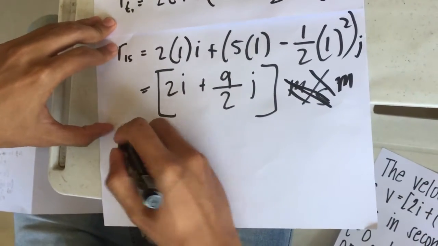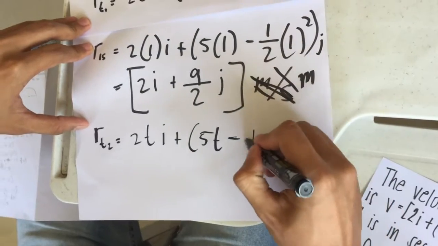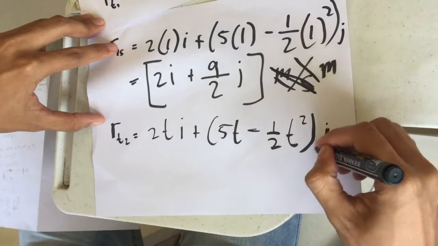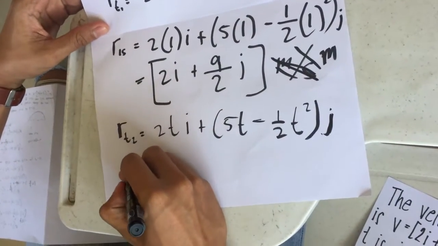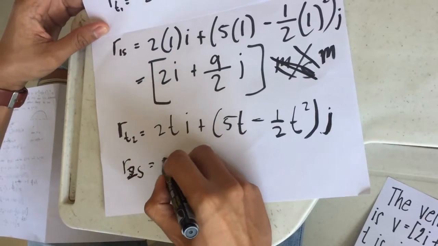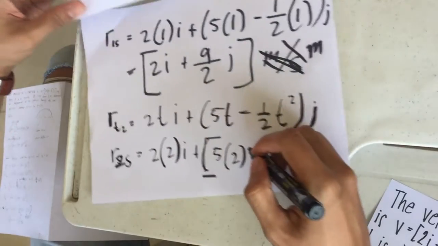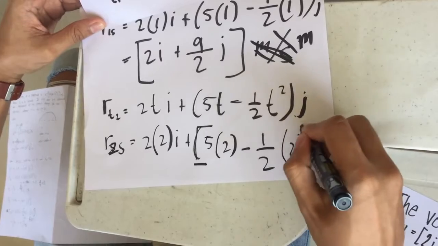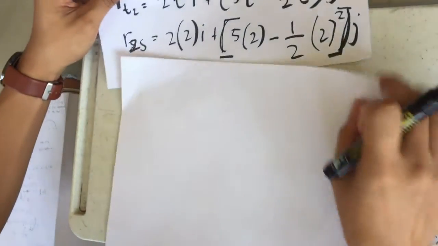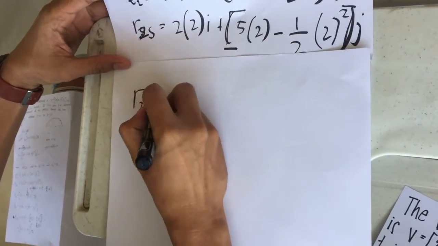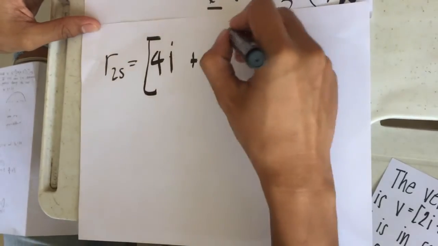And r of t sub 2 is equal to 2t i plus (5t minus 1/2 t squared) j. So it's the same as the first equation. We need to substitute the t sub 2 into this equation. r at 2 seconds is equal to 2 times 2 i plus (5 times 2 minus 1/2 times 2 squared) j. So we have r at 2 seconds is equal to 4i plus 8j in terms of meters.